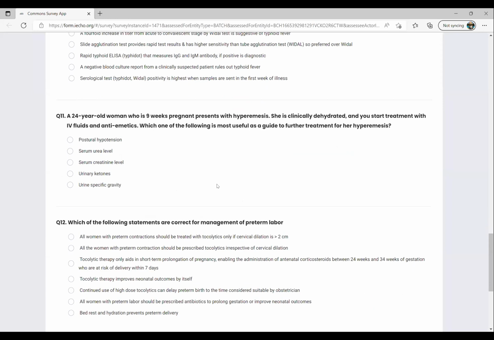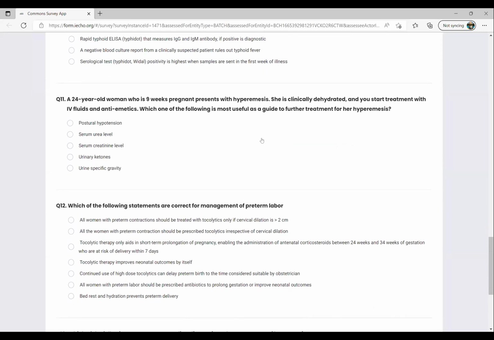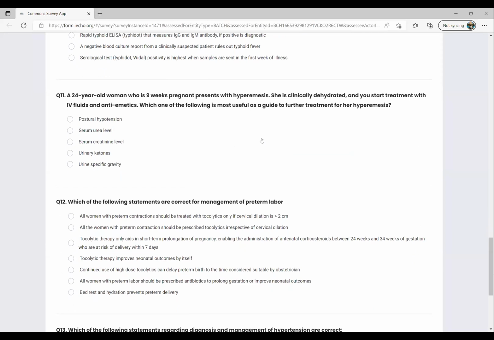Then there is another question. A 24-year-old woman who is 9 weeks pregnant presents with hyperemesis, and she is clinically dehydrated. You can start treatment with IV fluid and antiemetic. Which one of the following is the most useful guide to further management of this hyperemesis?